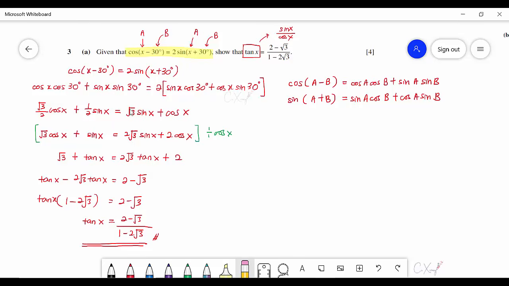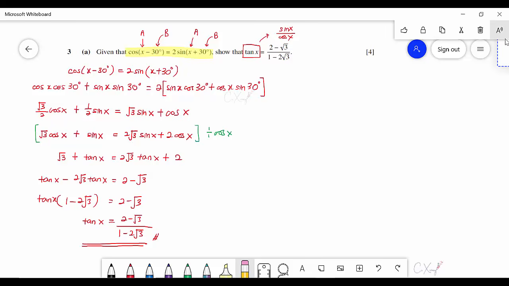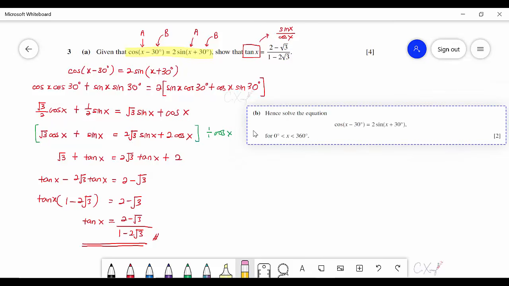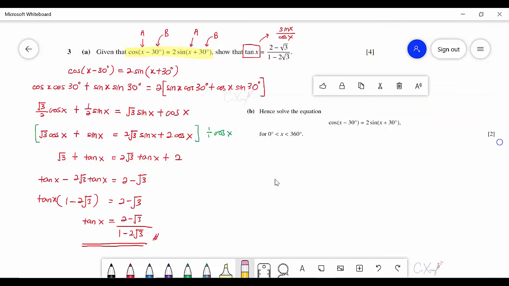So maybe when you are trying to move on from every single step of the solution, sometimes you need to have a look at the final answer and think how you are going to get the tangent x first. Okay, so this is what we have for part A. Then now we continue to part number B. So for part B, this is the question for part B.